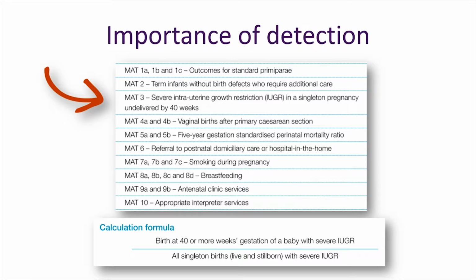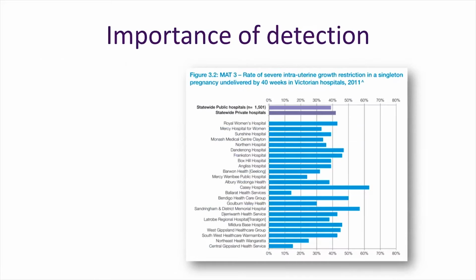The concept is that when an unborn baby is growth restricted, it should be delivered by 40 weeks gestation. So yes, if there's significant growth restriction, the baby should be delivered before 40 weeks to optimise its outcome. So this number should be 0. We should have no babies undelivered at 40 weeks that are severely growth restricted.